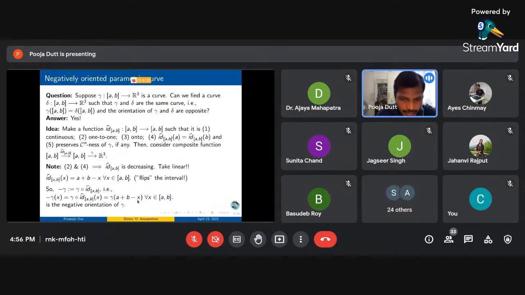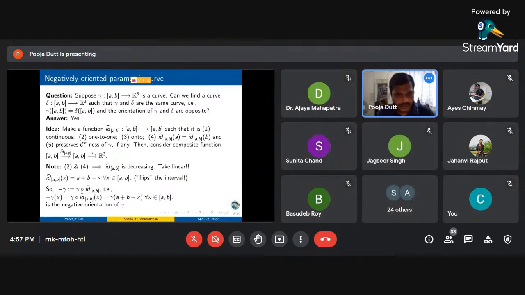Why? You look at what happens at x is equal to a, you get gamma of a plus b minus a, that means gamma of b. And at b, one will be getting a plus b minus b, that means gamma a. So at point a, one would be getting gamma b. At b, one would be getting gamma a, which is opposite to the previous case, that at a it is gamma a, at b it is gamma b. And this oppositely oriented curve is denoted by minus gamma, sometimes gamma inverse also.